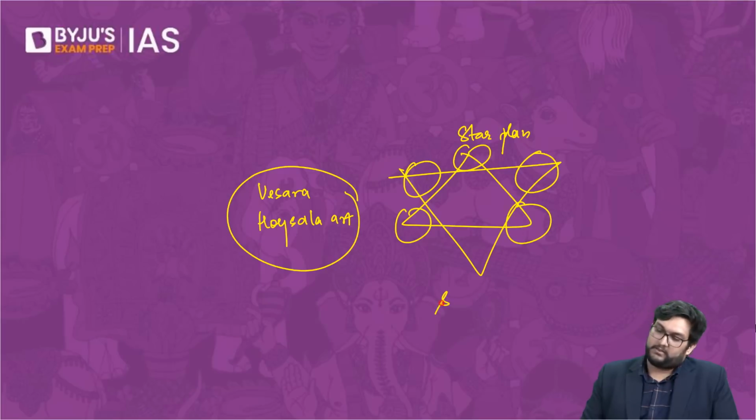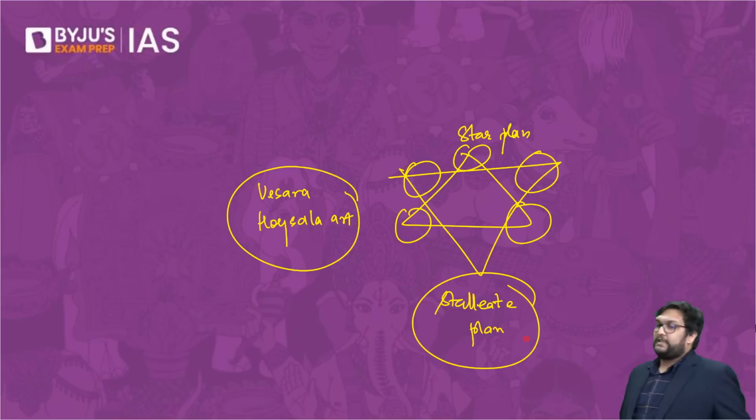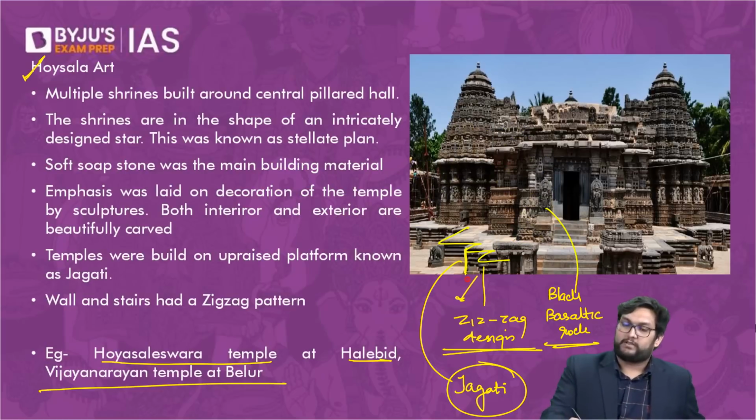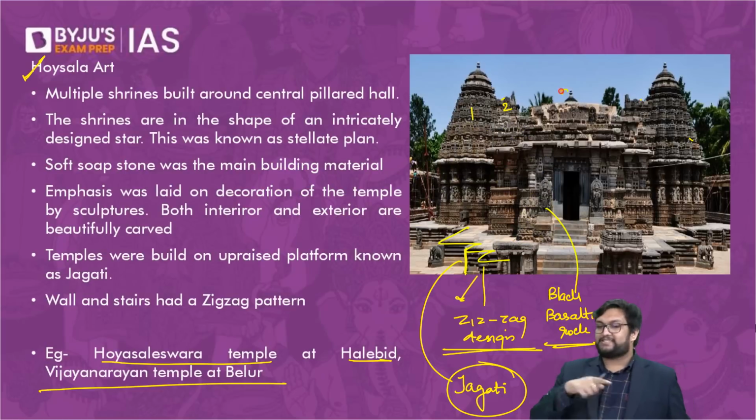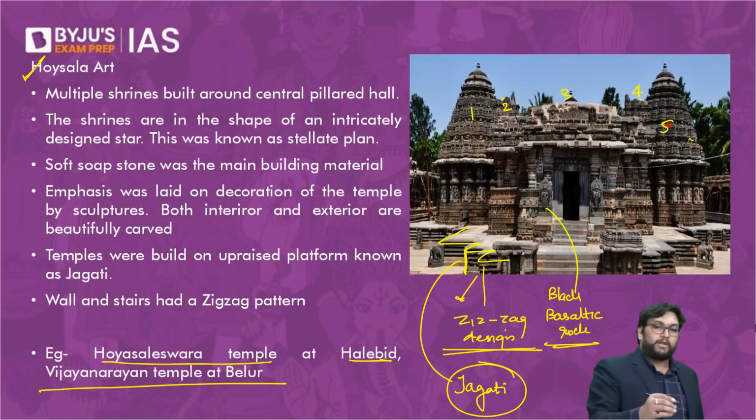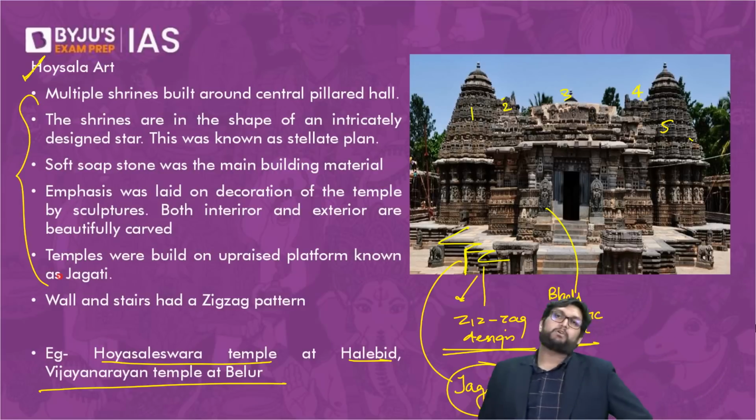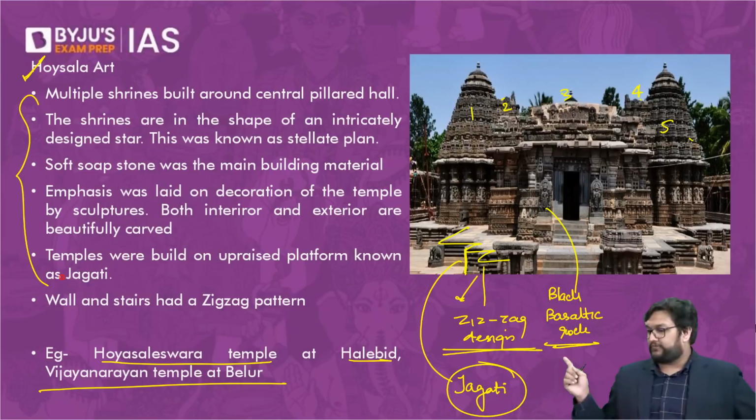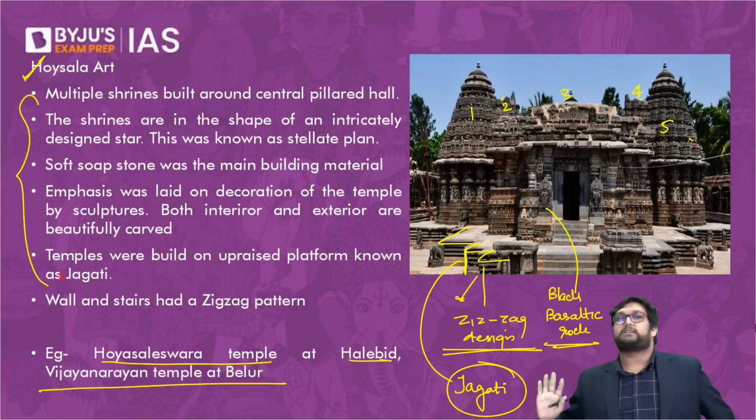Stellate plan. And stellate plan is that you will have 5 shrines in the 5 directions. So 1, 2, 3, 4, 5. They will be in a star shape. Together, these are considered very important features of Vesara. We'll come back to this issue when we discuss current affairs, because that makes more sense when I'm discussing UNESCO with you.